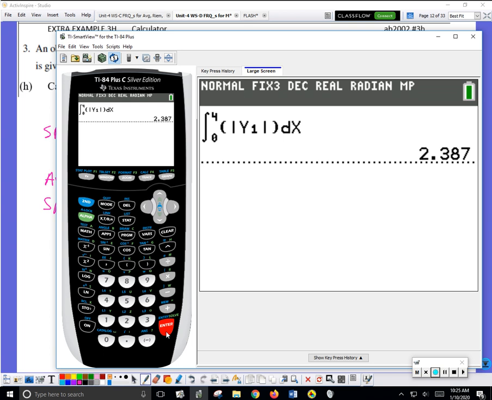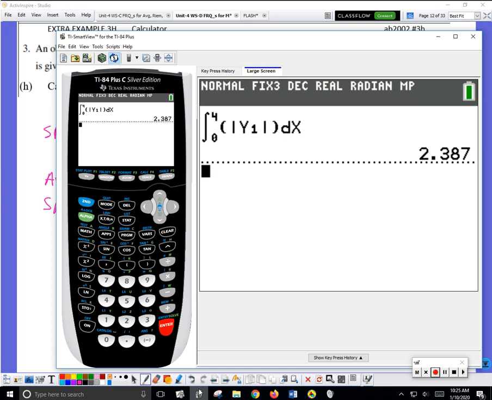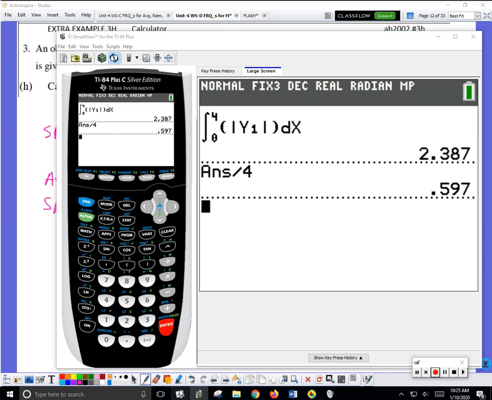Look, this should make sense to you. If you know that in 4 seconds, the particle traveled a total distance of 2.3 meters, and then you divide that by 4 seconds, you have the particle's average speed. That's all you're doing. So right here, put in the 1/4. Just don't forget on your calculator to include the 1/4. 0.597 is the average speed.